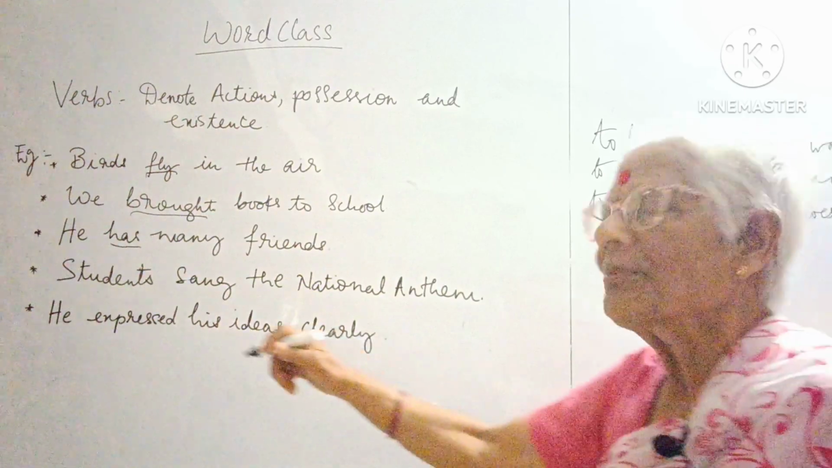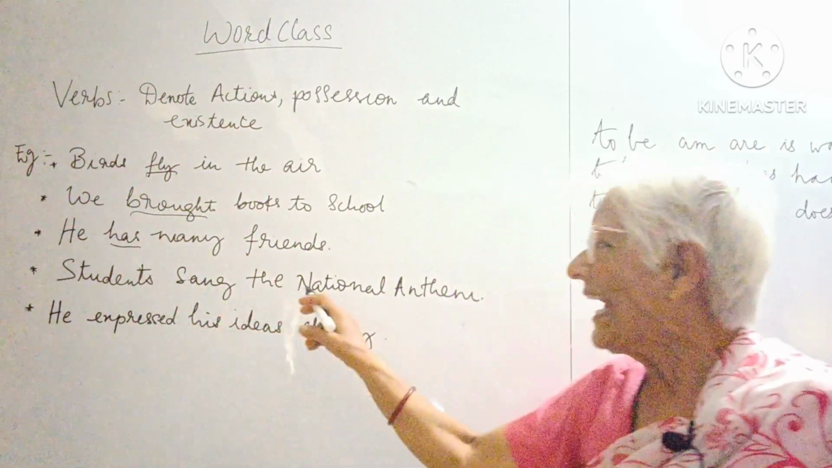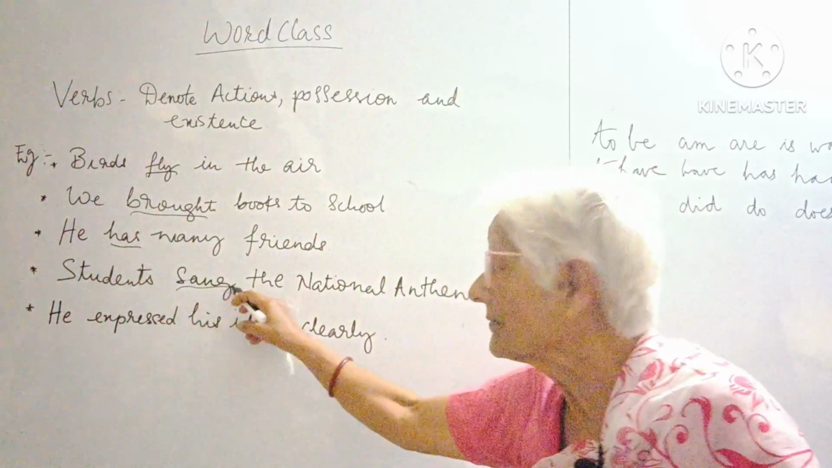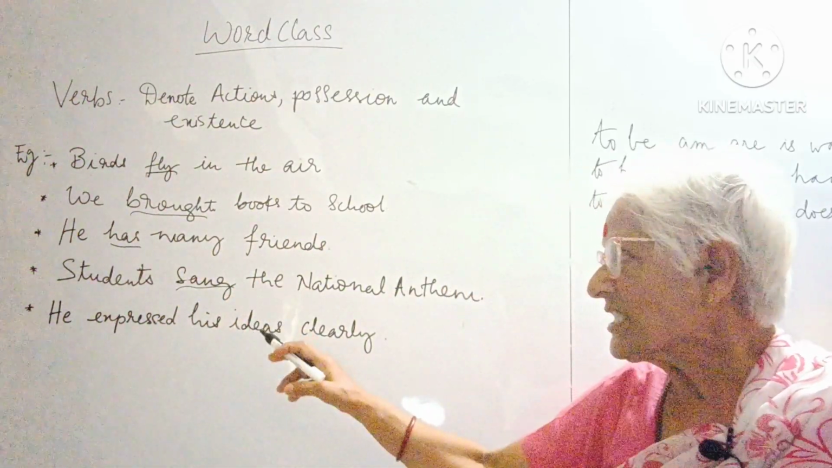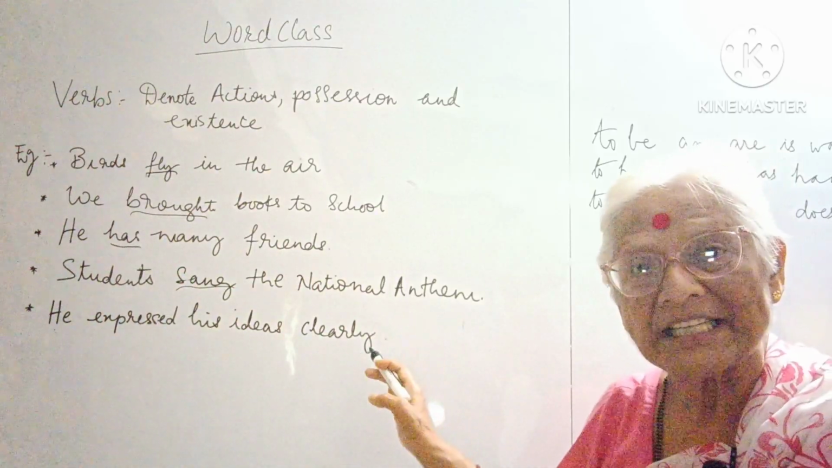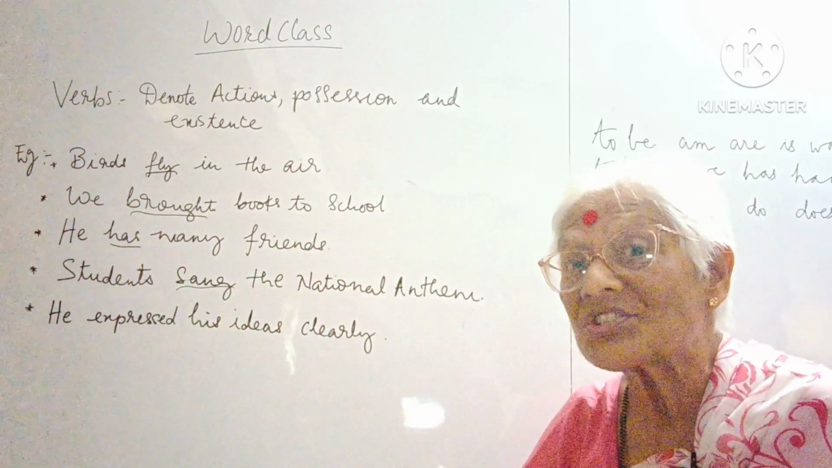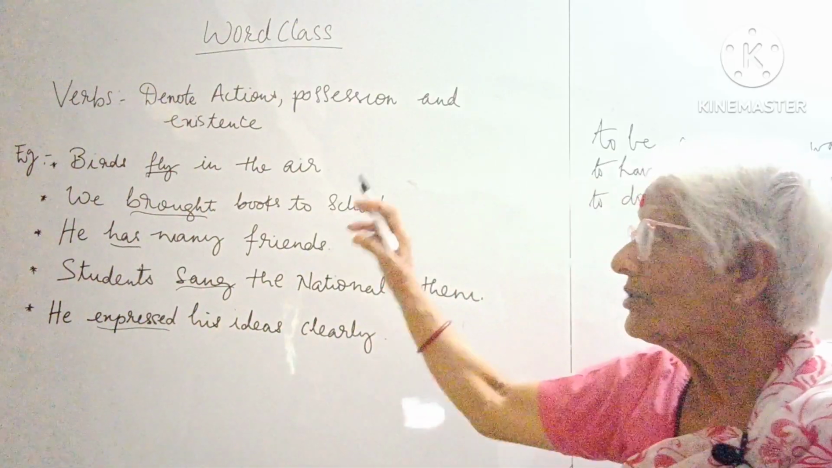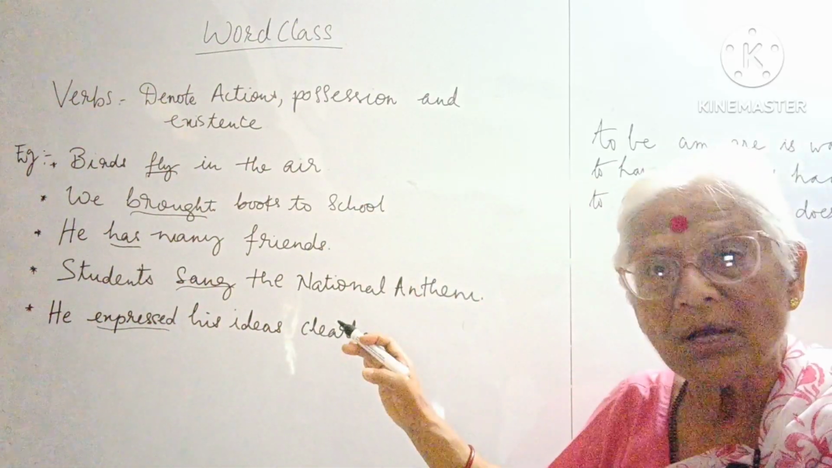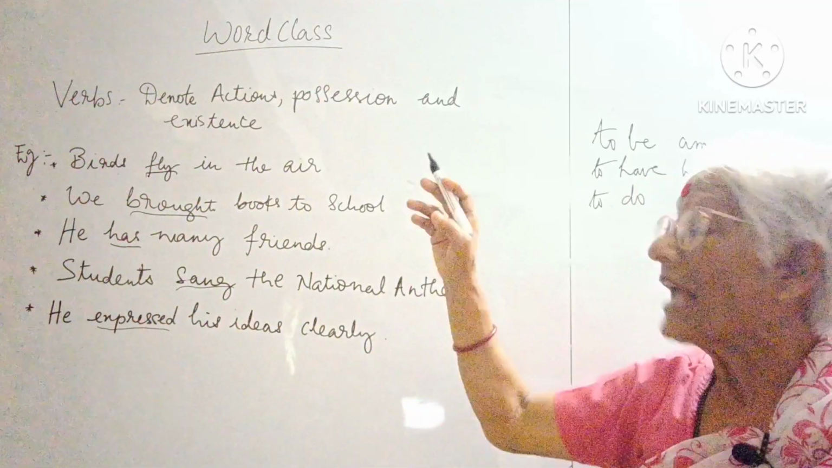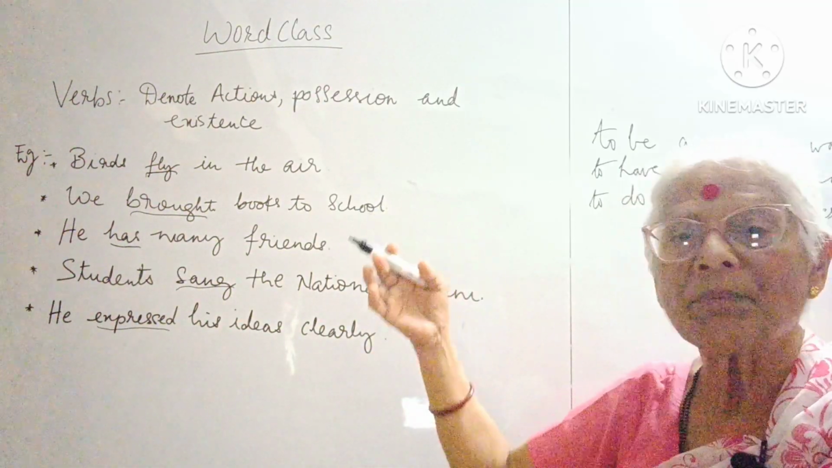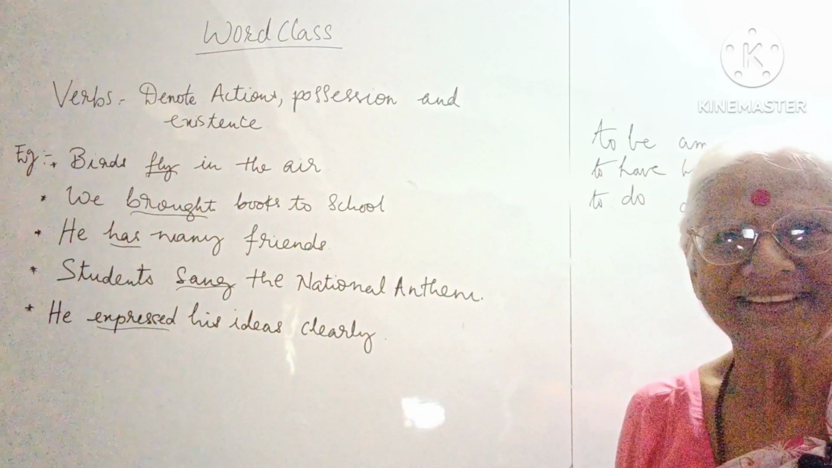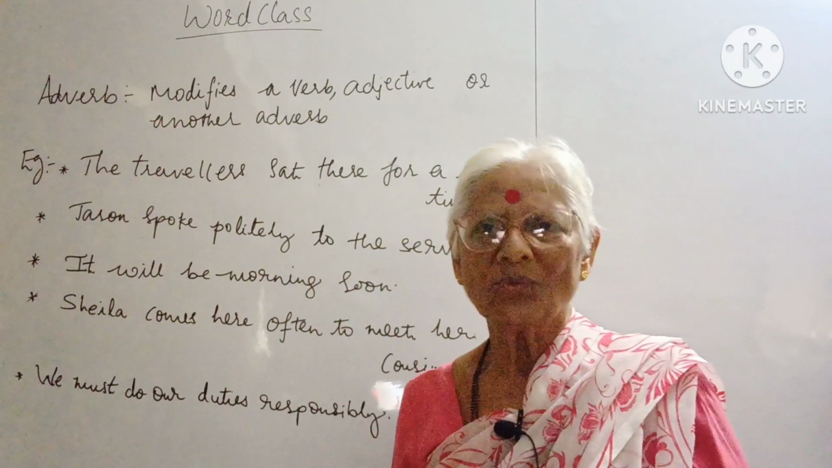Now come to the next one. Students sang the national anthem. Their action, sang. He expressed his ideas clearly. Action, expressed. So this word class is verbs, where you understand about the actions, the possession, or maybe the existence. Now let's go to the next word class.